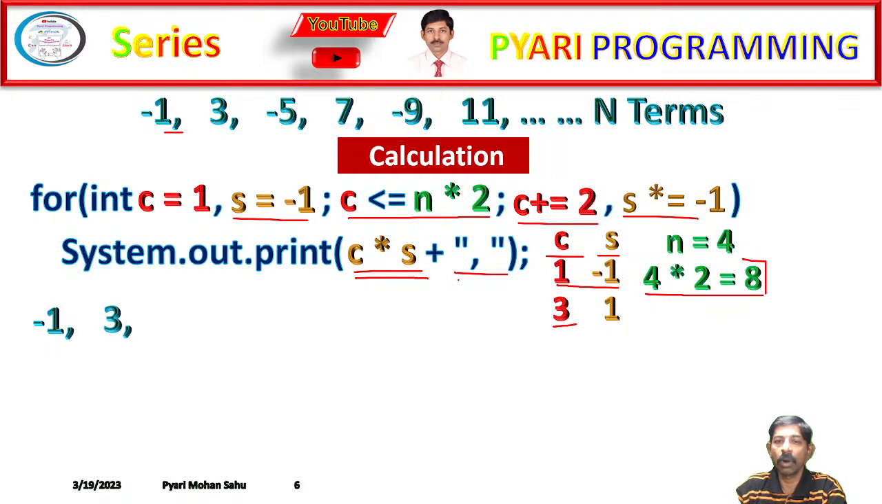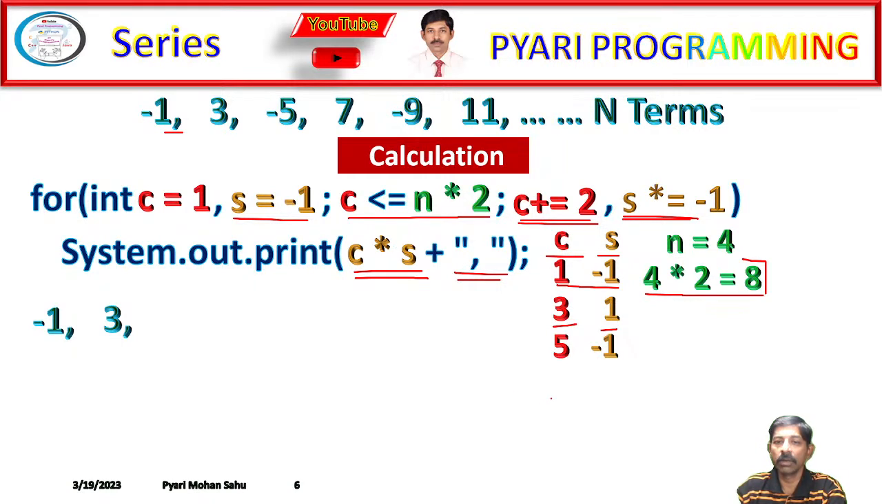After that I am having comma. That's why it is displaying comma. After displaying I will go for an updation part. C plus equals to 3. C becomes your 5. Now sign is also needs to be changed. So S is your plus 1. Plus 1 into minus 1. Result is minus 1. So that's why S is minus 1.